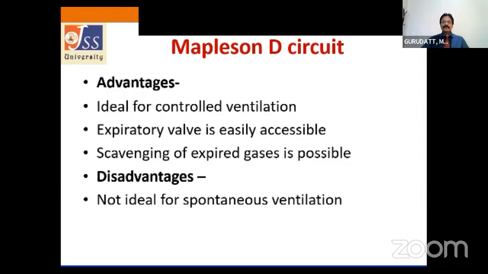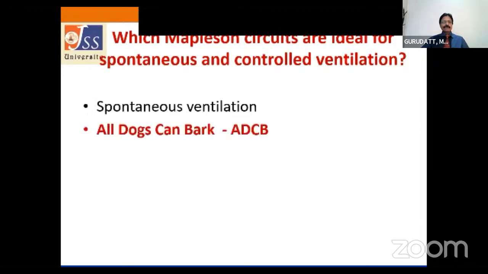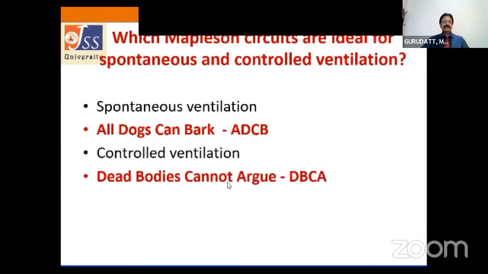Sometimes you will be asked which Mapleson circuit is ideal for spontaneous and which one is ideal for controlled ventilation. It is better to remember this mnemonic: all dogs can bark. That means ADCB. For spontaneous ventilation, the best is the A circuit and the worst is the B circuit. For controlled ventilation, the mnemonic is dead bodies cannot argue. That means DBCA. Mapleson D is best, and E, F, and the Bain circuit are also ideal for controlled ventilation. A is probably the worst circuit for controlled ventilation.